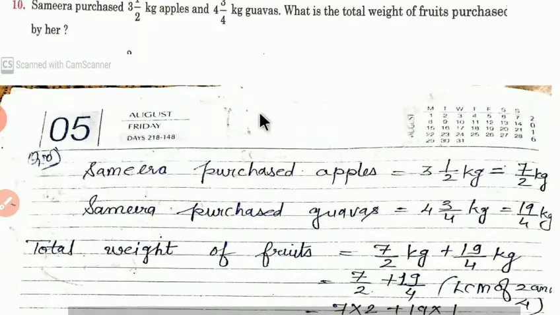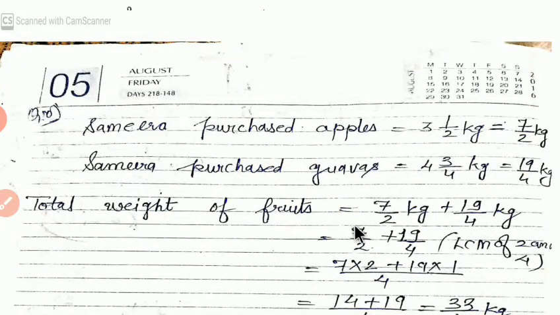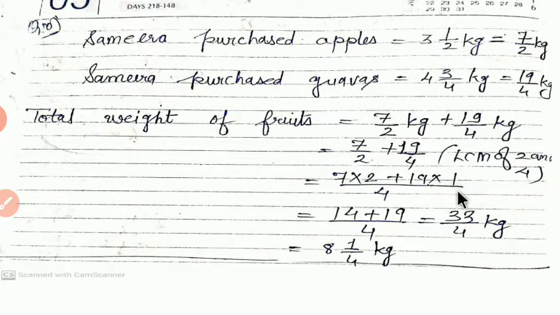Then Samira purchased this other fruit, 4 3/4. So 4 times 4 is 16, 16 plus 3 is 19/4 kg. Now we have to find total weight. So total weight means we have to add the weight of both types of fruits. So 7/2 kg plus 19/4 kg. You can see that we cannot add it directly because the denominators are different.